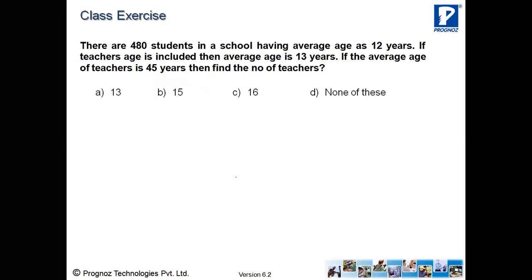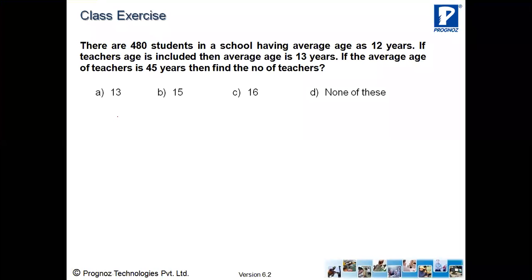There are 480 students in a school having average age as 12 years. If teacher's age is included, then the average age is 13 years. If the average age of teachers is 45 years, then find the number of teachers. ये आप लोग एक ट्राई कर सकते हो, थोड़ा सा ट्राई करो, फिर तो बनाएंगे हम लोग. Okay.